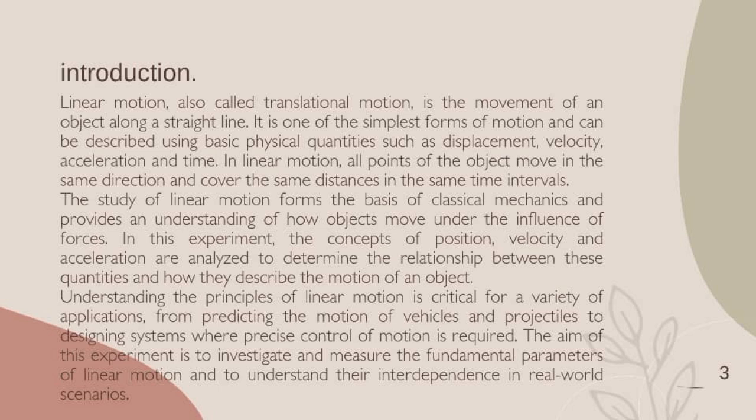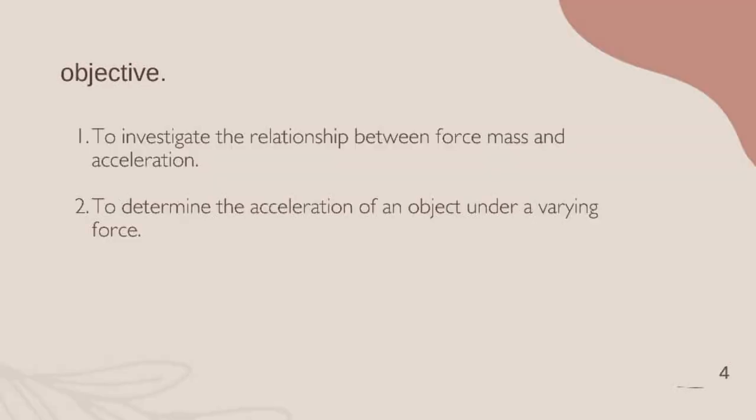The aim of this experiment is to investigate and measure the fundamental parameters of linear motion and to understand their interdependence in real-world scenarios. In this experiment, the objectives are to investigate the relationship between force, mass, and acceleration. The second objective is to determine the acceleration of an object under a varying force.